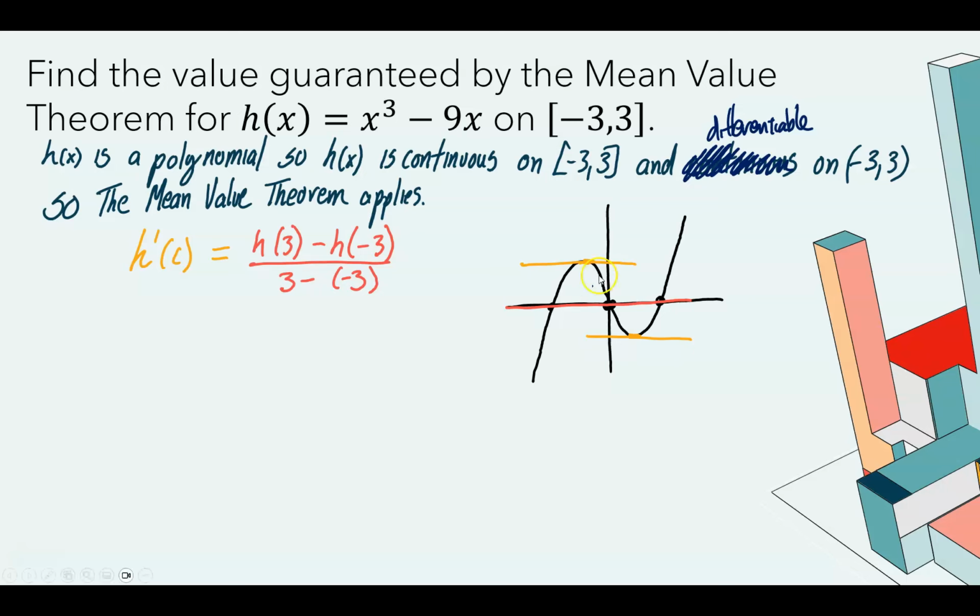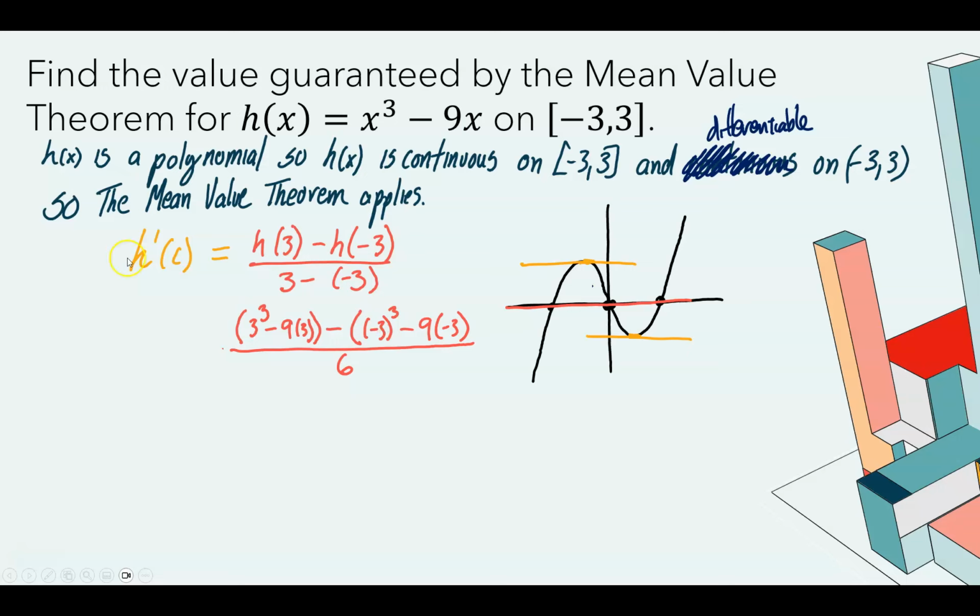Okay, so h prime of c, I think we're doing the right-hand side first in this one. So h of 3, that's just 3 cubed minus 9 times 3. Hopefully you'll notice, that's 0. And -3 cubed is -27, plus another 27 is another 0. So indeed, we do get a slope of 0 for that secant.